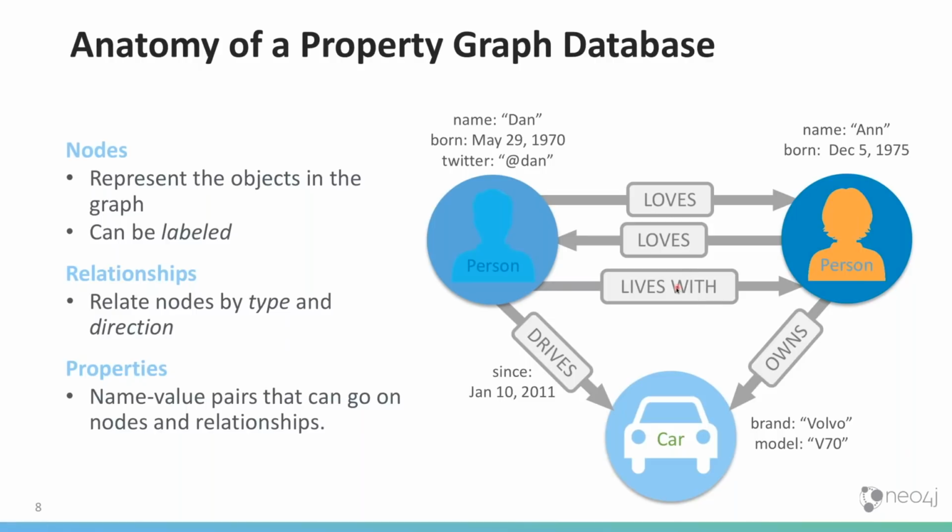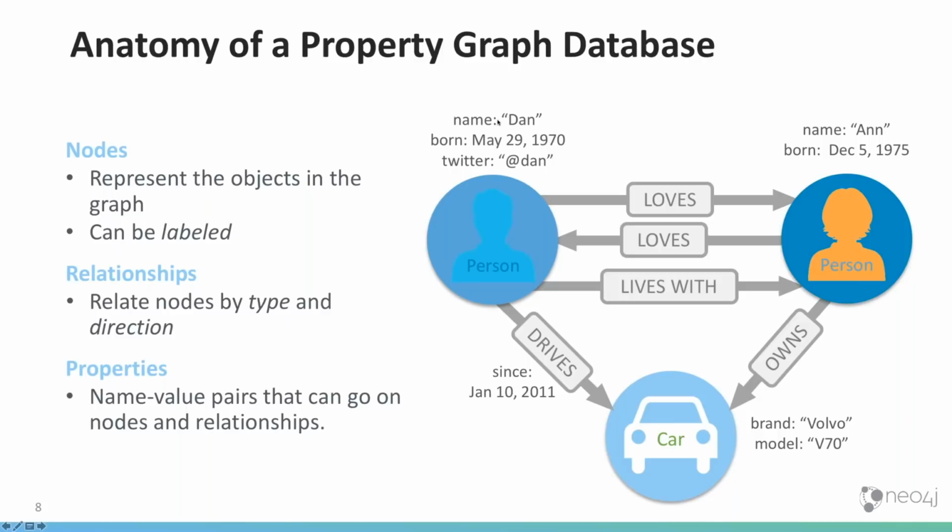Whereas lives with, it's kind of implied that it's bidirectional. So if Dan lives with Anne, then of course Anne lives with Dan. It would be logically impossible for it not to be that way. So we can ignore the direction at query time, and therefore we just need the 1 relationship. So we have nodes, relationships, and the last part of a property graph is the properties.